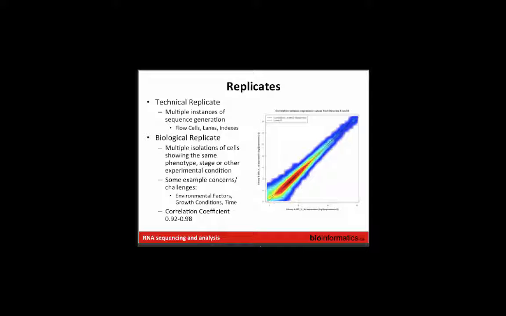Yeah? But even though you're not concerned that there's a difference between flow cells and lanes, et cetera, do you still control for it in your downstream analysis, in a routine kind of way, or have you just decided that you're not concerned?